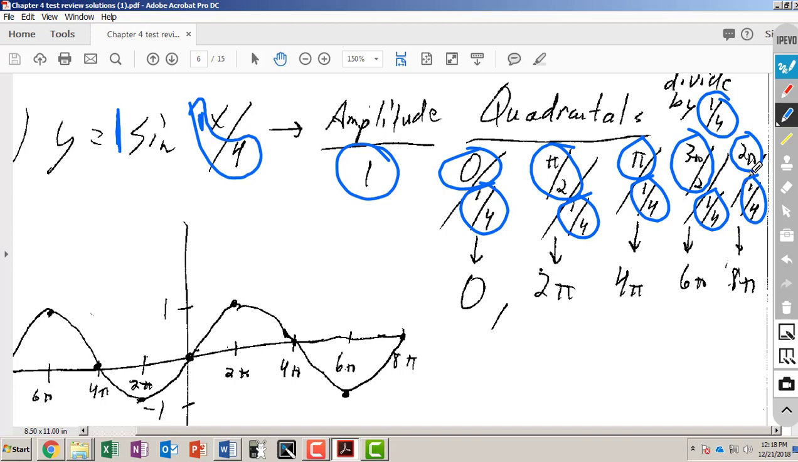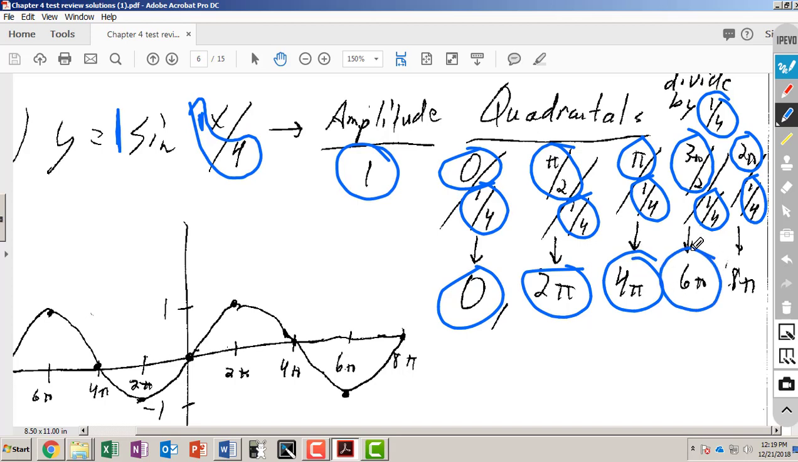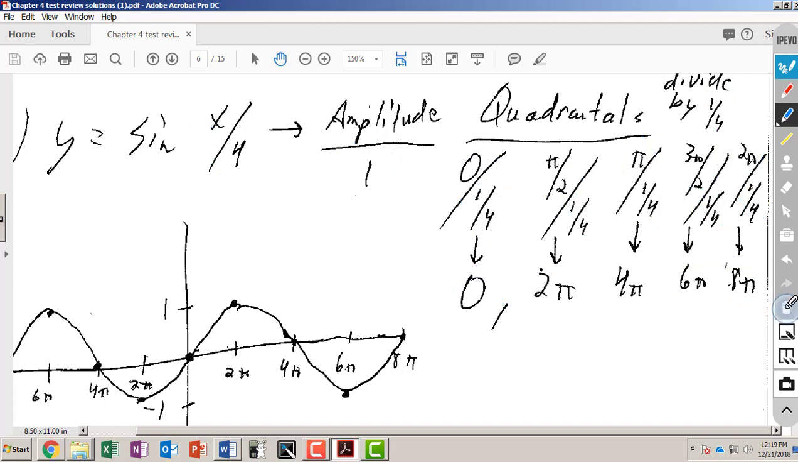Now my next quadrantal, which is pi over 2 divided by 1/4, so when you flip and multiply, you're going to end up with 2 pi. And then when you take pi, divide by 1/4, you flip and multiply, you end up with 4 pi. You can go ahead and flip and multiply, cross cancel, you get 6 pi and 8 pi. So those are going to be my main points that I'm going to use for my graph. Notice the one here is 0. I don't ever really consider that one because it always comes out to be 0. But here's my 2 pi, 4 pi, 6 pi, and 8 pi.